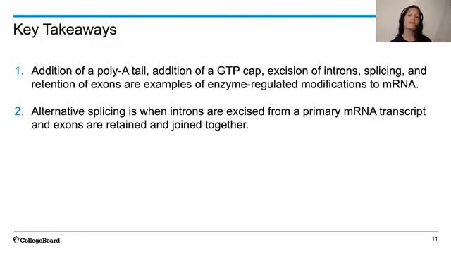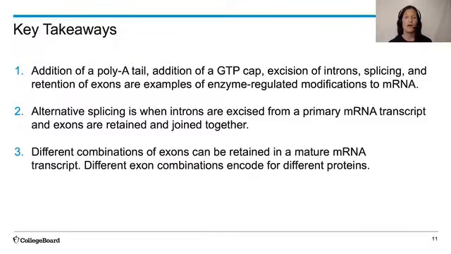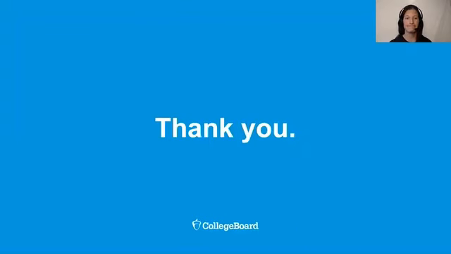Alternative splicing is when introns are excised from a primary mRNA transcript and the exons are retained. Those are the ones that are kept and then joined together. We can also have different combinations of these exons retained for mature mRNA transcripts. Different exon combinations then encode for different proteins.